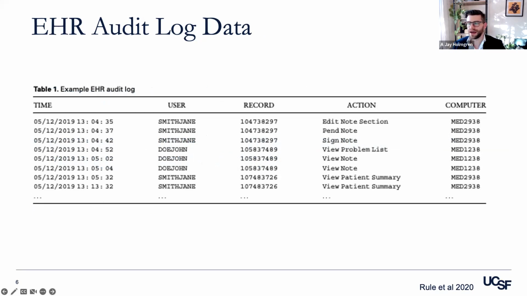So we can see when a note is edited or signed. We can see when a doctor views the problem list or looks at a previous note. We can see what user is doing it, what time they did it, and for what patient. Now, obviously, since these are essentially byproducts of a security task, the data is really not meant for research.